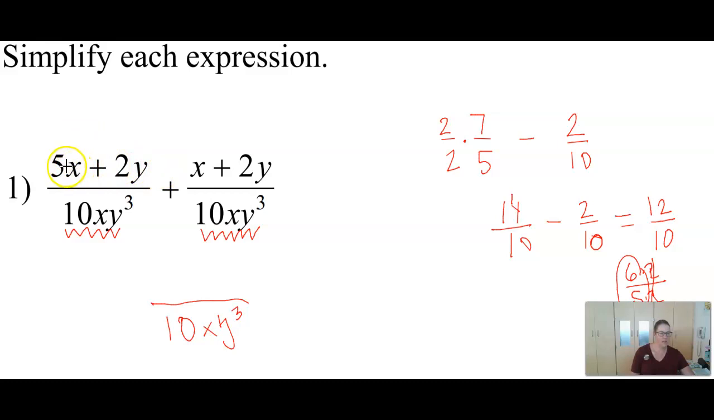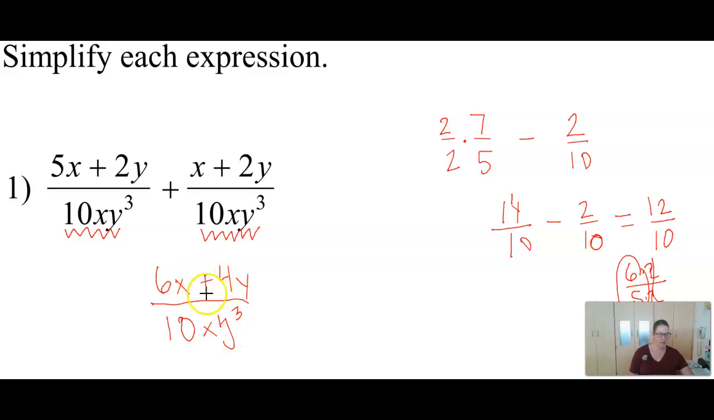So it's just going to be 5x plus 2y plus x plus 2y. So 5x plus x makes 6x, and 2y plus 2y makes 4y. So 6x plus 4y over 10y cubed. Now this is these two expressions added together. I do want to look through them and make sure there's nothing else that I can cancel out or simplify.